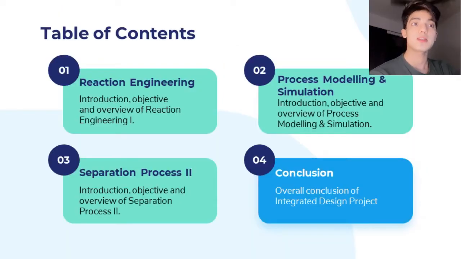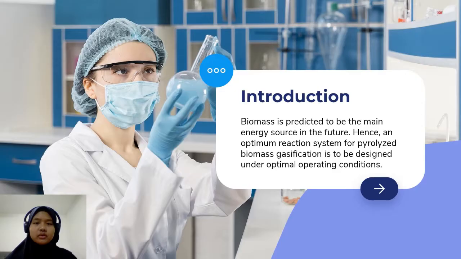So let's check on our table of content for today. Our content will be split into 4. The first one will be covering reaction engineering, the second one will be covering process modeling and simulation, the third one will be separation process 2, and of course the last one is conclusion. So we'll be covering the introduction, the objective, and the overview of each course, and of course the overall conclusion will be summarizing everything. So that's it for my part, so pass on to the next one.